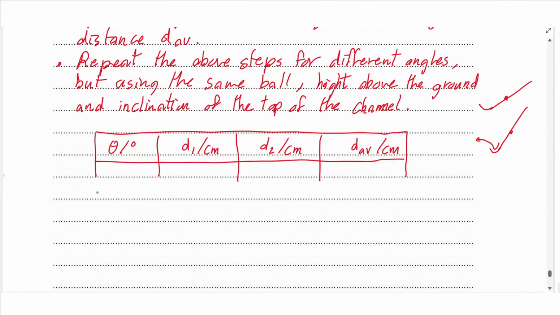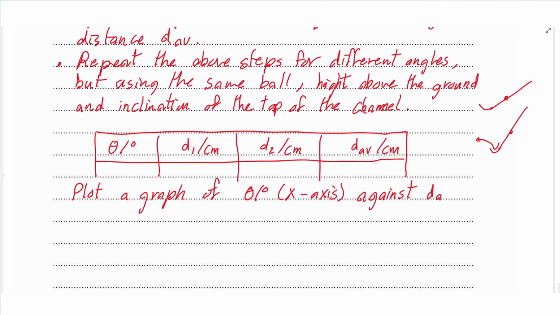And we can say that we are going to plot a graph of theta in degrees on the x-axis against the average distance in centimeters on the y-axis. You are not required to mention any expected conclusion. This is just a design for the experiment so that someone else can do the experiment and find out the relationship between the angle and the distance.